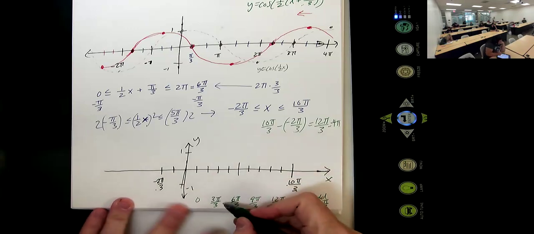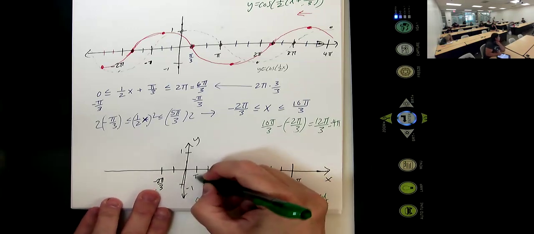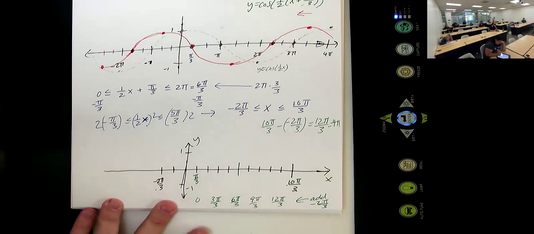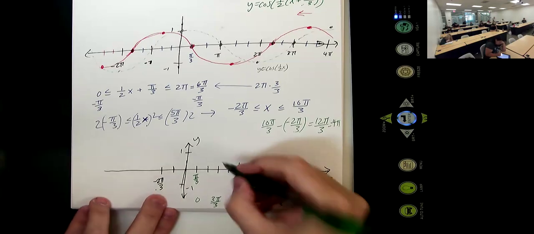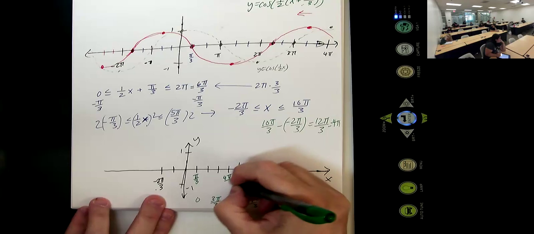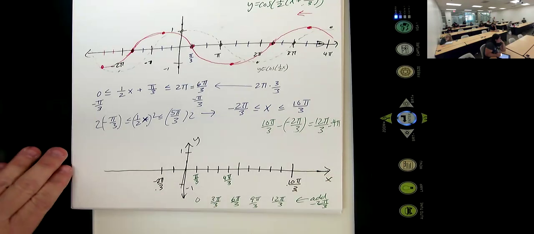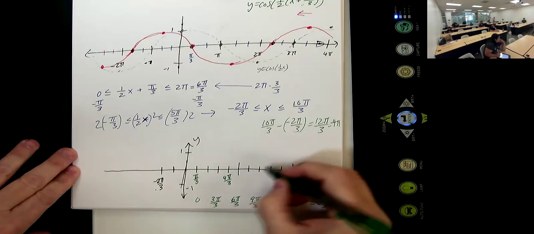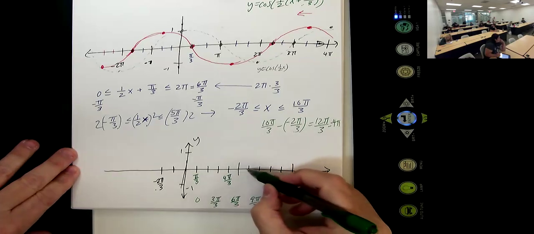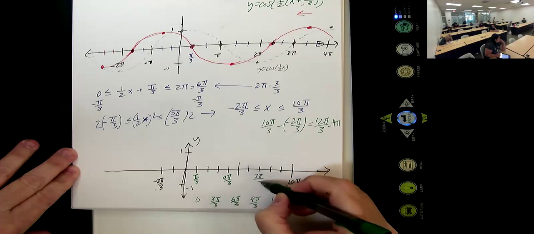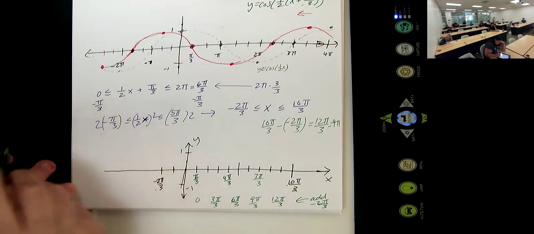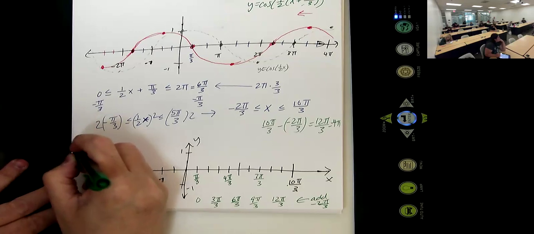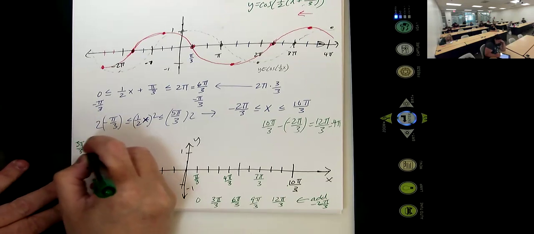3 pi over 3 minus 2 pi over 3 puts me at pi over 3 here. And 6 pi over 3 minus 2 pi over 3 puts me at 4 pi over 3. And 9 pi minus 2 pi is 7 pi. 5, 6, 7. 7 pi over 3. So that's what I'm doing. I'm taking my values and subtracting the 2 pi over 3 each time.